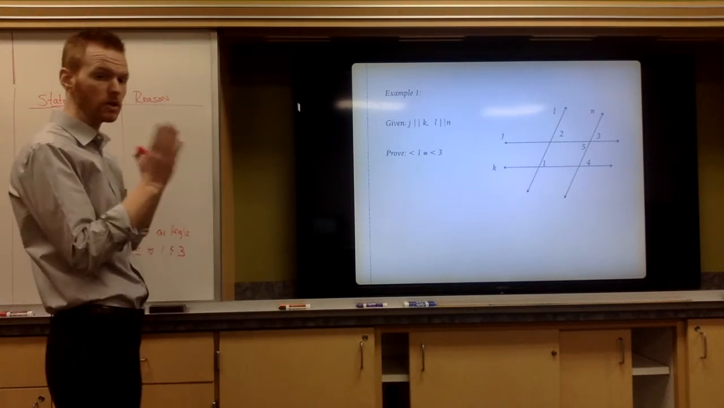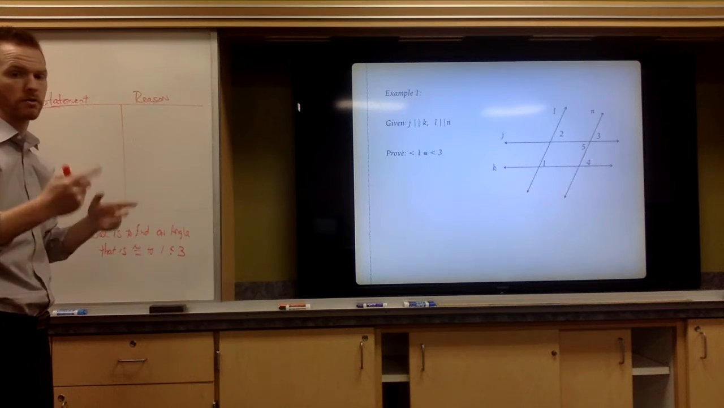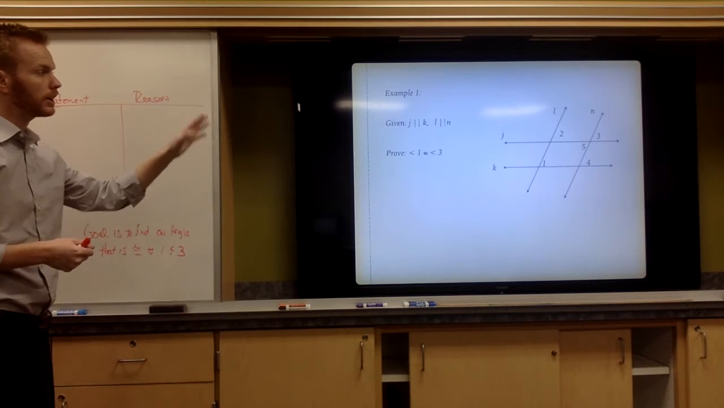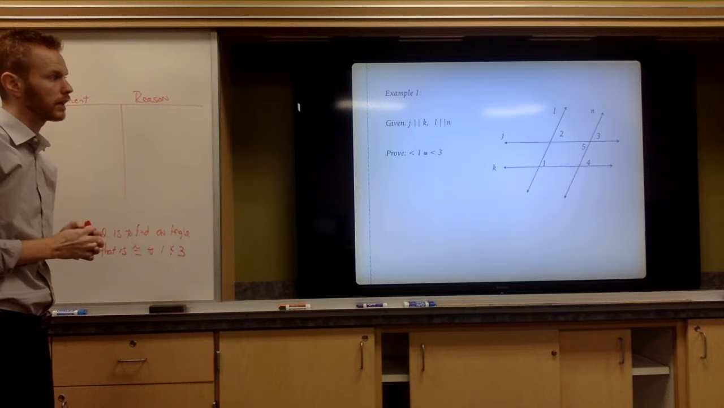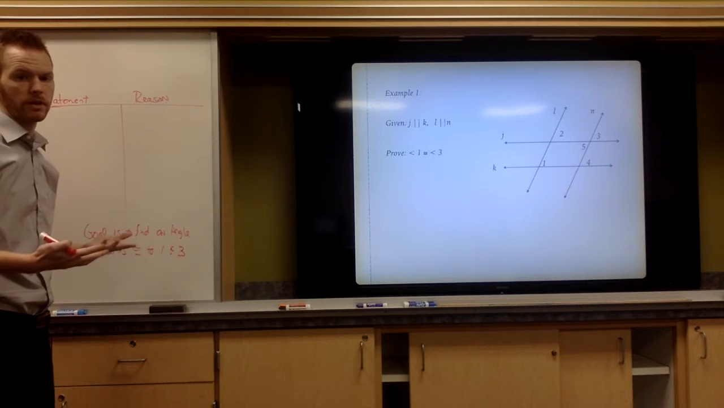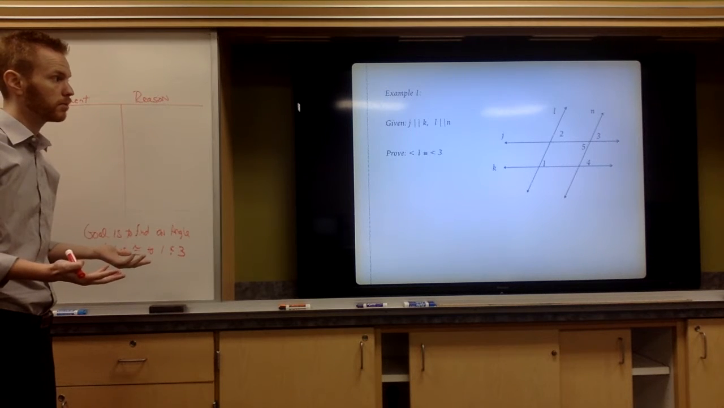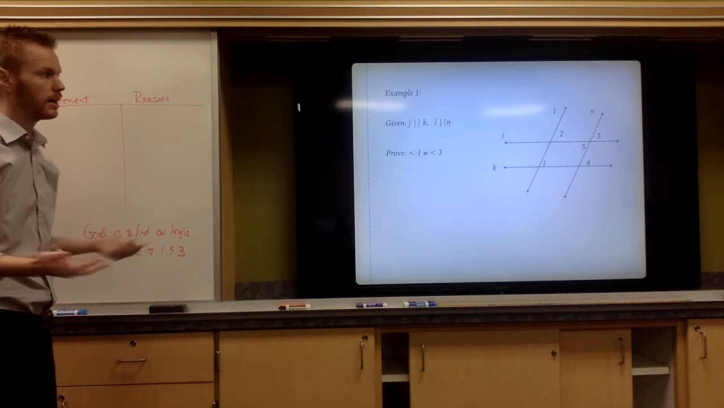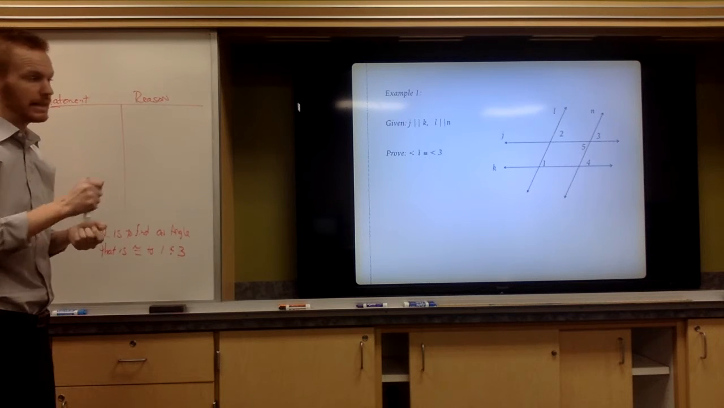Great. I'm going to use that method to prove that 1 and 3 are the same. Now look at angle 2 and 5. See how they're just lingering out there? Could you incorporate them? Could you use them in a different proof? Absolutely. But I'm just using the angles that I need.